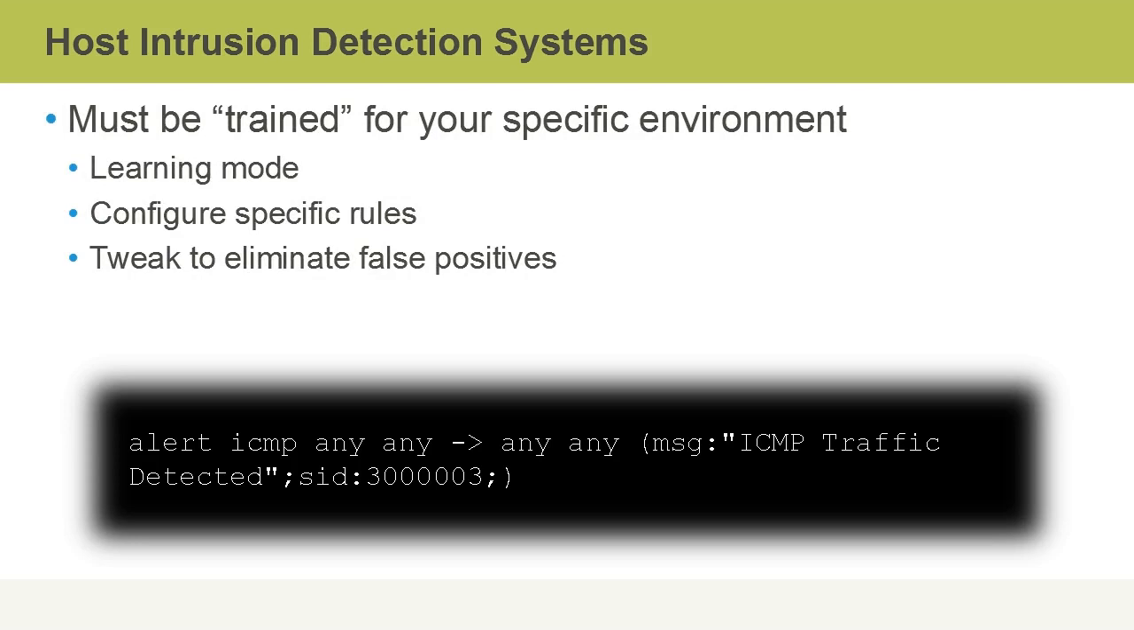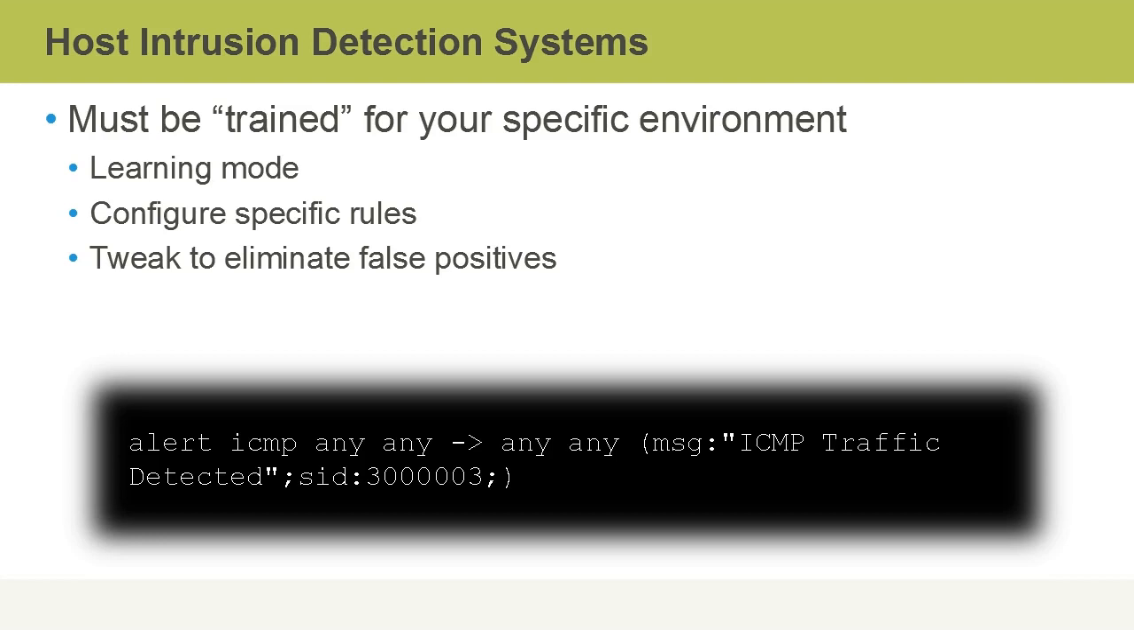Some HIDS solutions have a learning mode where you can have them establish a baseline of normal usage activity. However, you might also have to manually configure specific rules or tweak them yourself to eliminate false positives. A false positive is essentially a triggered alert for something that the system thinks is suspicious when in fact it's actually normal and benign.